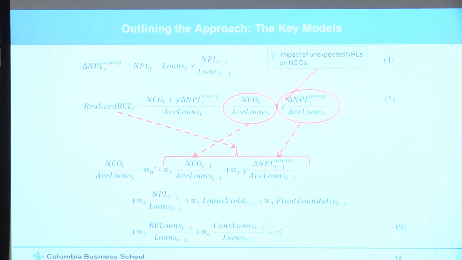Okay, so what we do with that is we're estimating essentially this and the other components in terms of how much the net charge-offs today, so that's in some sense the dependent variable, how much of that is explained or associated with last year's charge-offs, this change in unexpected non-performing loans, the non-performing loans themselves, and these other factors.